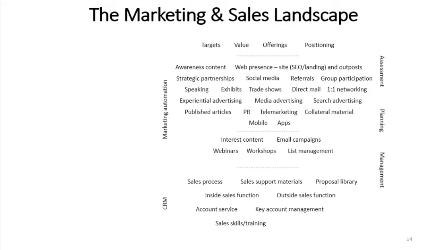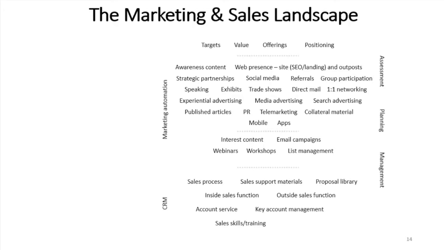In the vertical text on either side of all those things, you have the functions that you need to manage: CRM to manage sales, and marketing automation to manage the marketing activities. And then, of course, the planning and management functions on the right. Strategy stuff is up above with targets, value, offerings, and positioning. Sometimes I talk to people and they're about to put money into a PR campaign, and really where their money needs to go is toward targeting or understanding their value or their offerings. So really everything on this page is a potential for investing your time and energy.